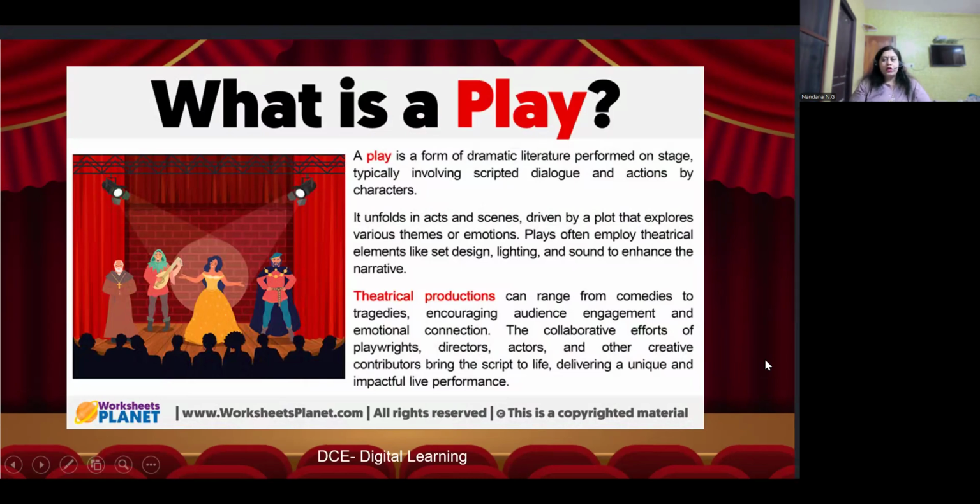Let us try to define what is a play. A play is a form of dramatic literature performed on stage, typically involving scripted dialogue and actions by characters. It unfolds in acts and scenes driven by a plot that explores various themes or emotions. Plays often employ theatrical elements like set design, lighting, and sound to enhance the narrative. Theatrical productions can range from comedies to tragedies, encouraging audience engagement and emotional connection. The collaborative efforts of playwrights, directors, actors, and other creative contributors bring the script to life, delivering a unique and impactful live performance.